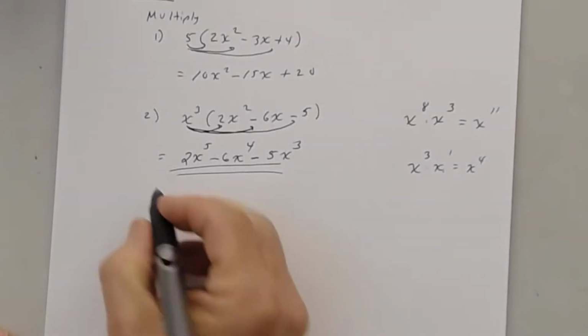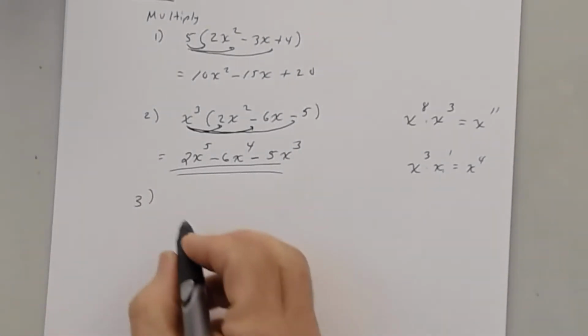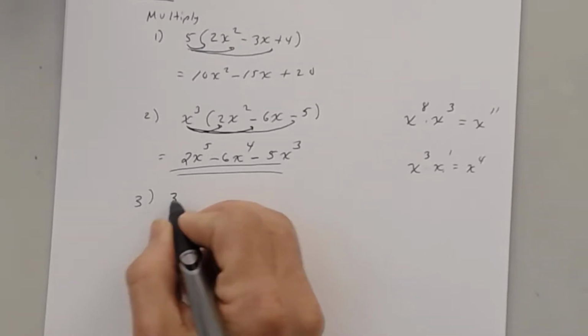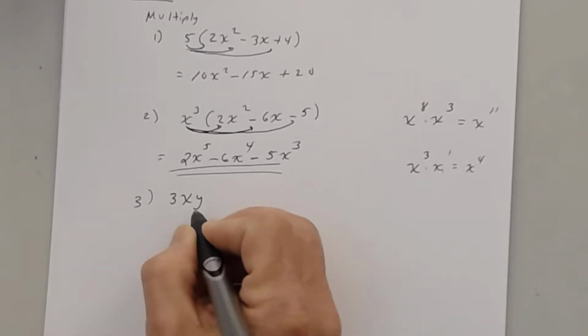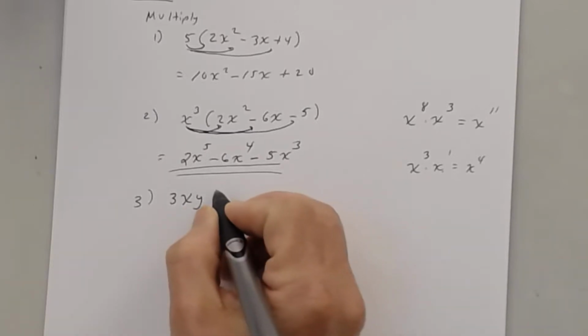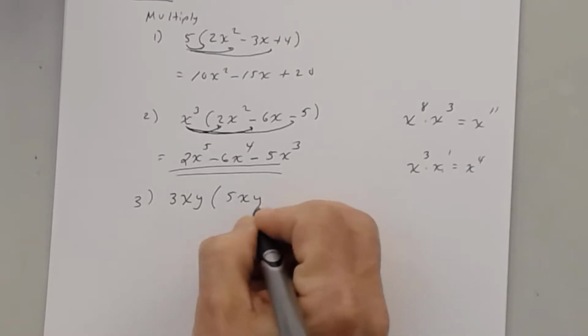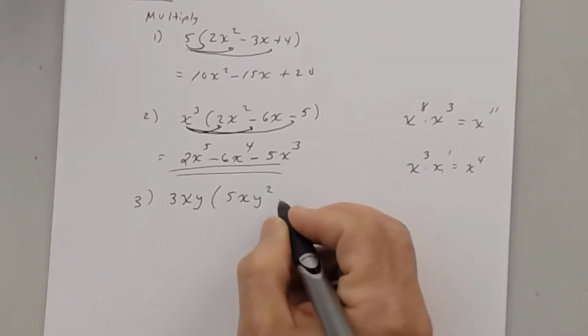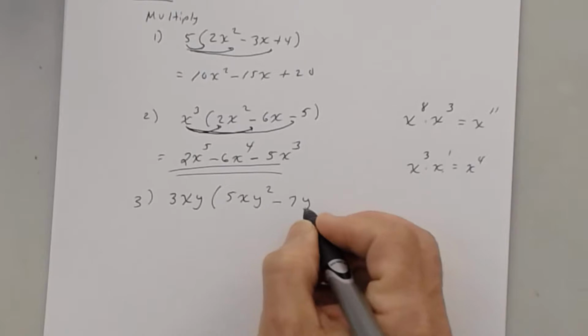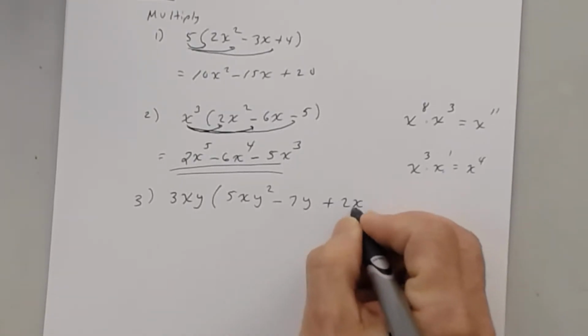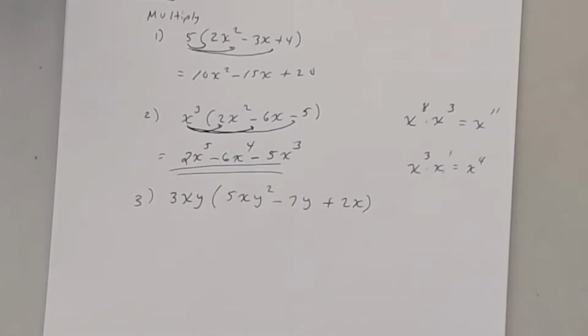Okay? Number 3. Suppose we had this. Suppose we had 3xy times 5xy squared minus 7y plus 2x. Keep in mind that everything you learned in a previous course is something you need from future courses, right? So if you're going to succeed in dealing with factoring, then you better know this kind of stuff.